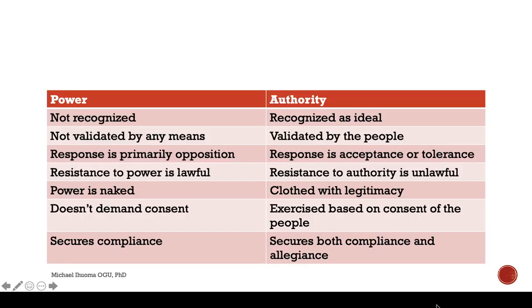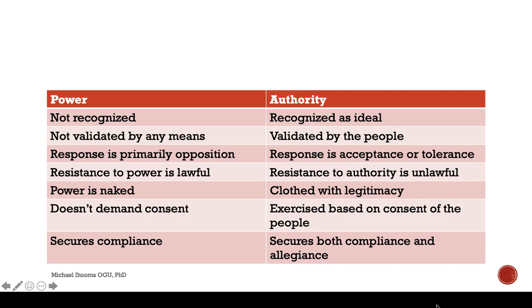So this table tries to explain some of the differences between power and authority. Number one says that power is not recognized, it's not accepted. Authority is recognized as ideal. Power is not validated by any means, whether by the people or the media or the international system. There's no validation for power. And that's why when the military takes over power, everybody frowns at it. It's not validated at all. The people are not happy. But authority is validated. The people go to elections, they vote, they put somebody there to represent them.